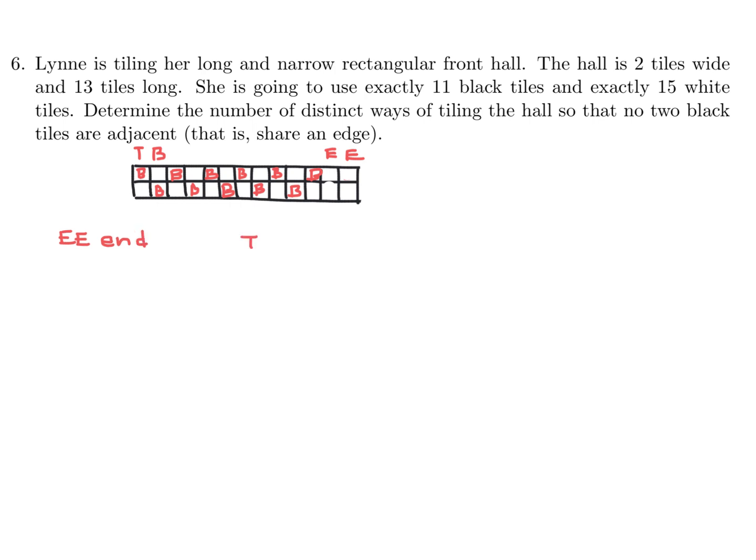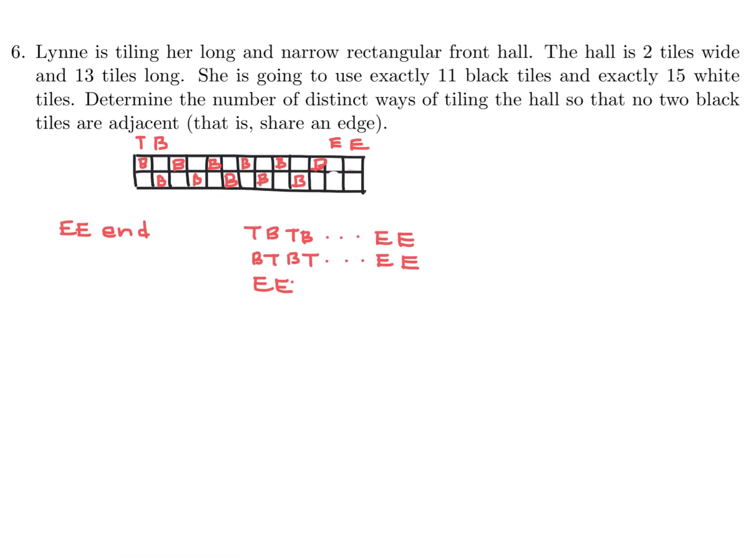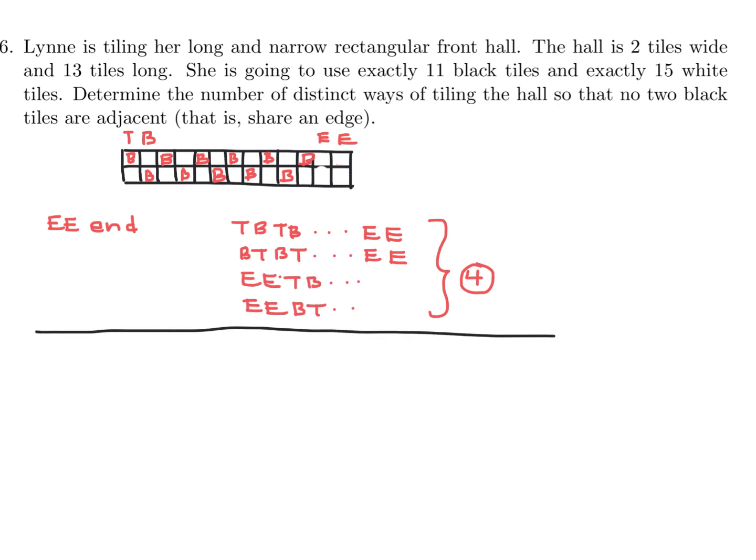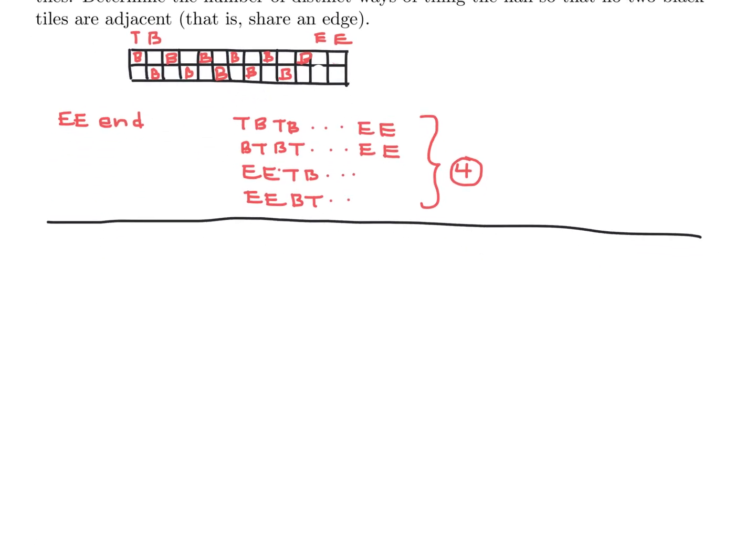So that would mean a situation where we have TB, dot, dot, dot, and then E E at the very end. That's one way. Or you could have BT, like that, and then the 2 E's at the very end. Or you could have the 2 E's at the front, and then a TB type situation, TB, dot, dot, dot. Or EE at the front, and then BT alternating. So these give you 4 scenarios, and that's one way of doing it. I think we're going to have several more, so let's put this in categories. Okay, so we got 1.